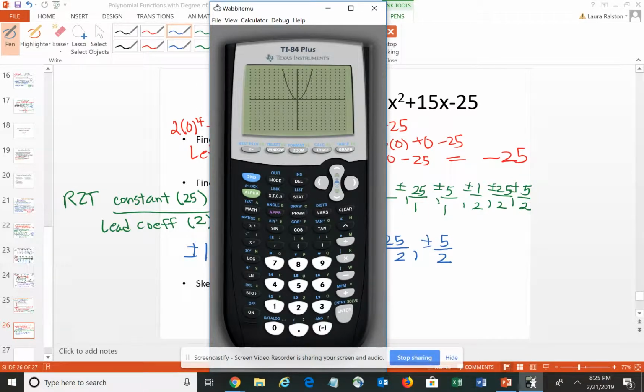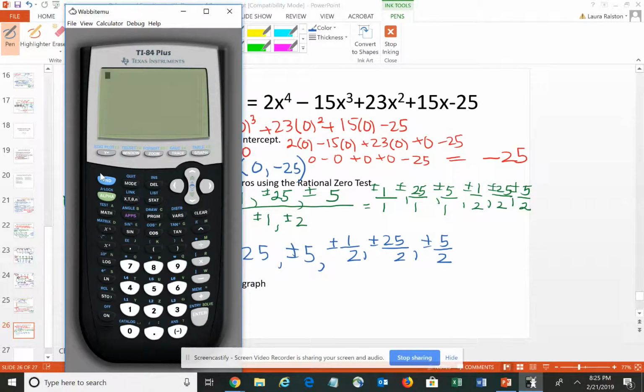Okay, so I'm going to enter into my calculator the function that we have. I'm going to enter y equals 2x raised to the fourth minus 15x raised to the third plus 23x raised to the second plus 15x minus 25. And then I'm going to graph.